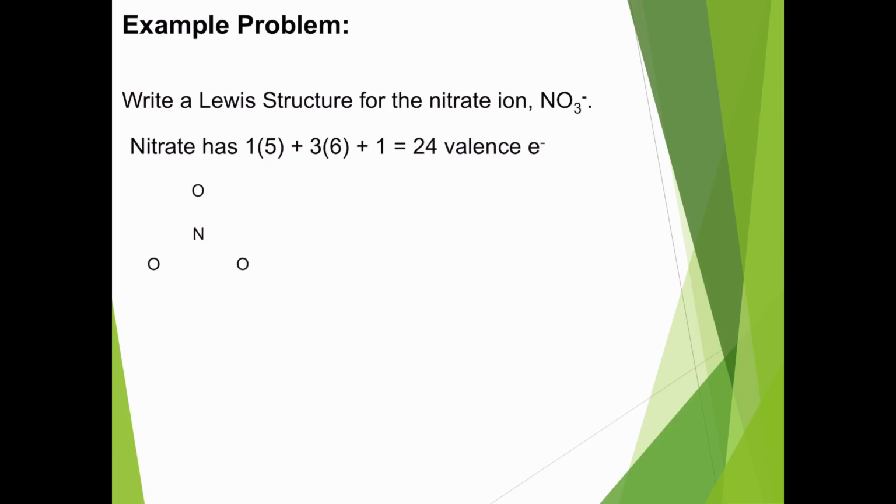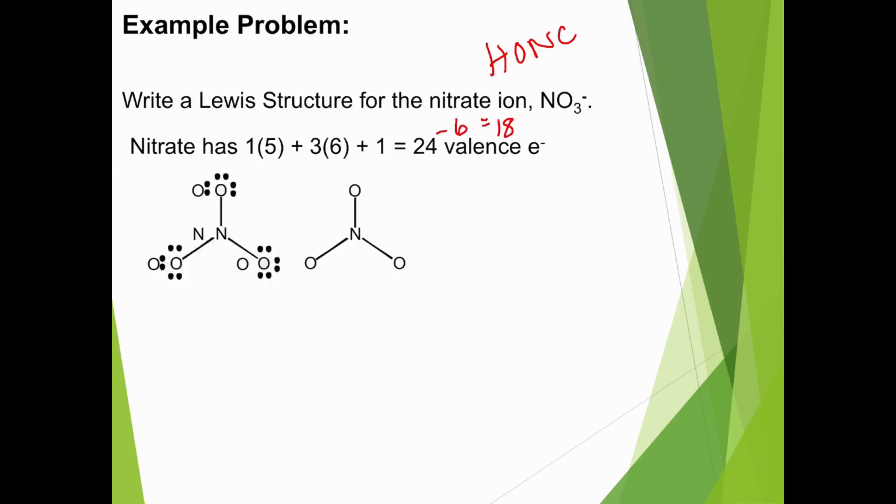Then we're going to draw our skeleton structure. So we put the one that can make the most bonds in the middle. Again, thinking about our HONC rule, right? Nitrogen can make 3 bonds where oxygen can only make 2. So we'll put nitrogen in the middle here. And then we're going to connect the peripheral atoms to the central atom with a single bond. And so once we've done that, we had 24. If we subtract out 6, we've got 18 electrons left to use.